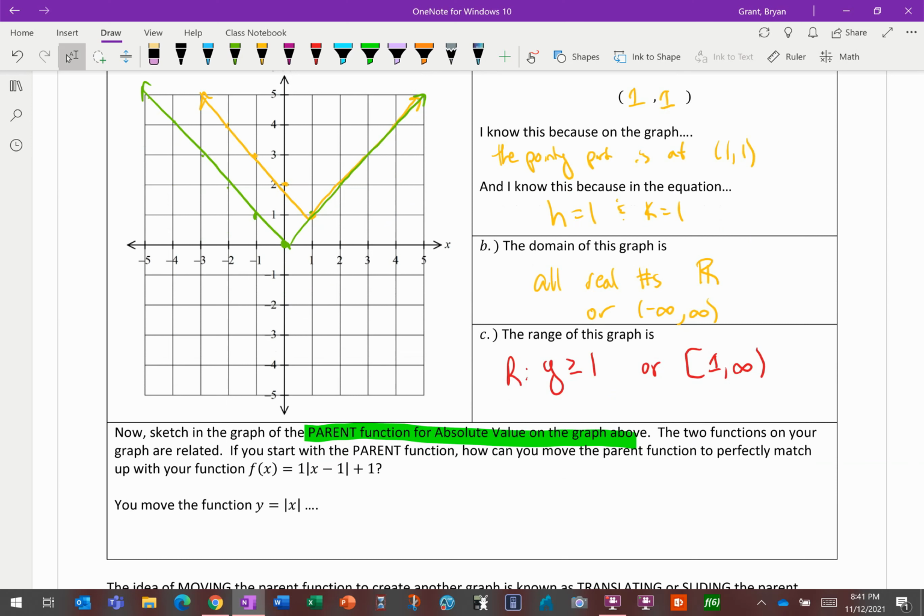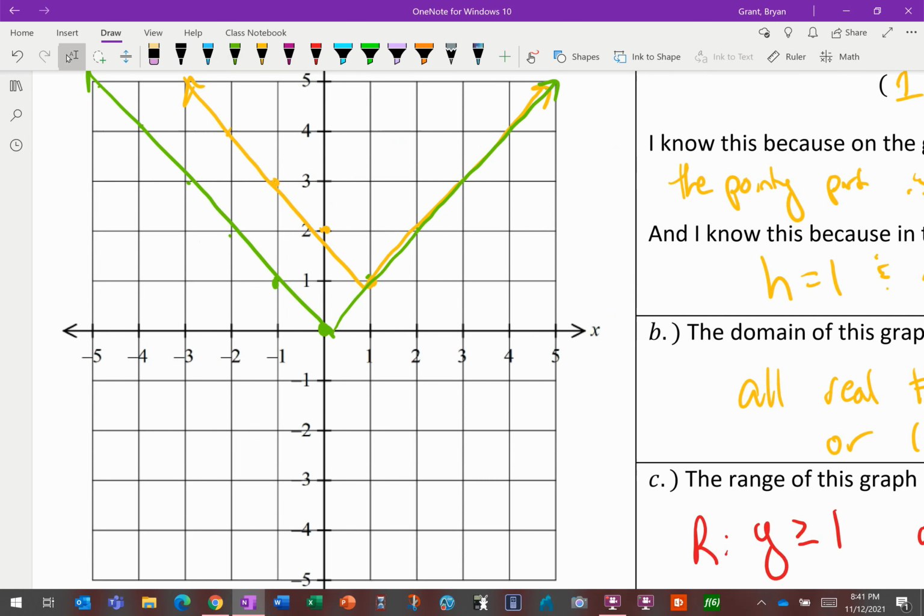Well, hopefully you said that you would just take this whole function and you would move it up 1 and to the right 1, right? If you took every point on here, if I took this point and moved it up 1 to the right 1, it'd match to that one. Up 1 to the right 1, it'd match there. If I took this and went up 1 to the right 1, it would match.